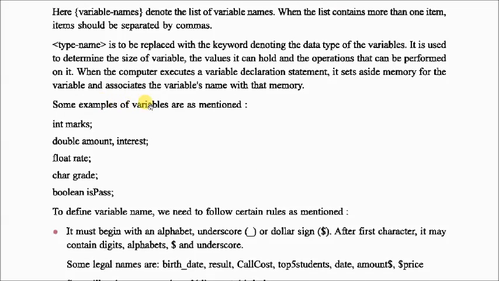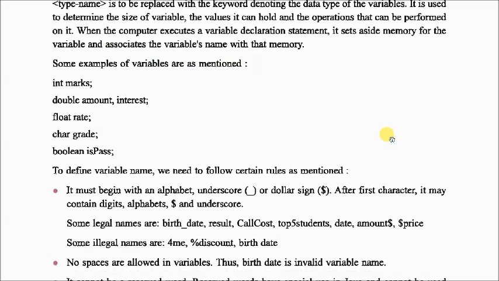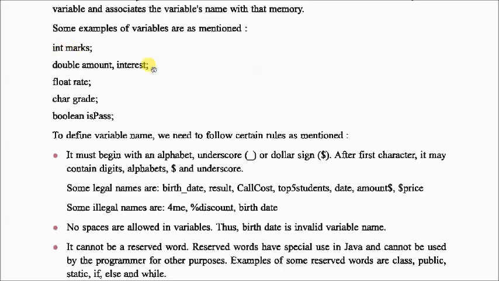Some examples of variables are mentioned here. See, int marks: here int is the data type, and marks is the variable. Double amount, interest: double is the data type, and amount and interest are two variables declared. Float rate: rate is the variable name, float is the data type. Char grade: char is the data type, grade is the variable name.